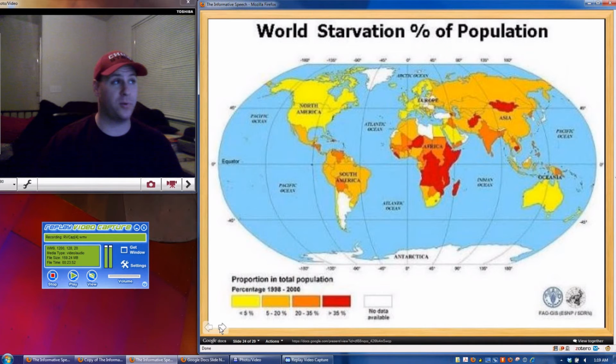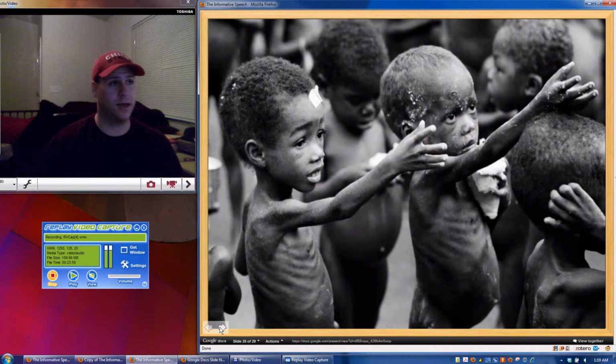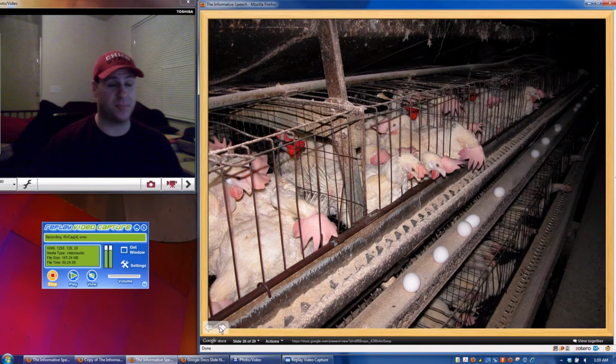Here's an example of a chart showing a percentage of world starvation. Here is a good example of full screen vivid imagery that also illustrates worldwide starvation. I could probably connect to a cloned meat speech. Here is an example of factory farming and the horrors involved.